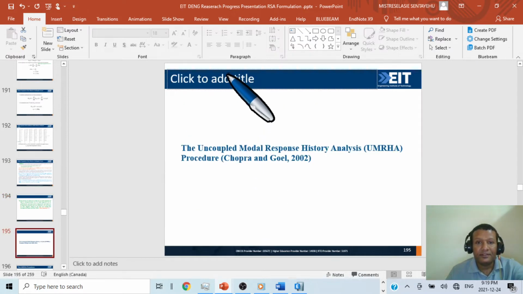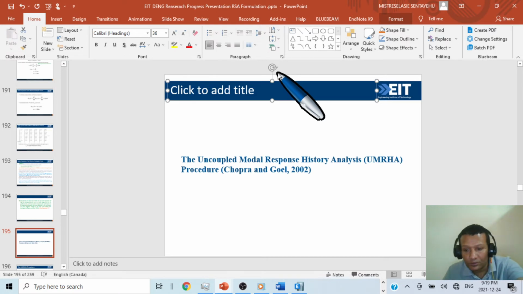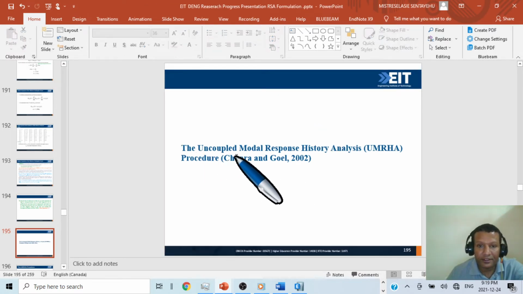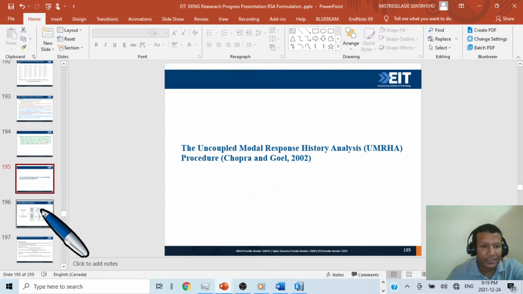Okay, now let me quickly go through UMRHA. So the uncoupled modal response history analysis, as we have seen, what we are going to do is perform nonlinear time response history analysis on our nonlinear single degree of freedom system, and pick the responses for each mode, mode 1, mode 2, mode 3 separately, and we will add.